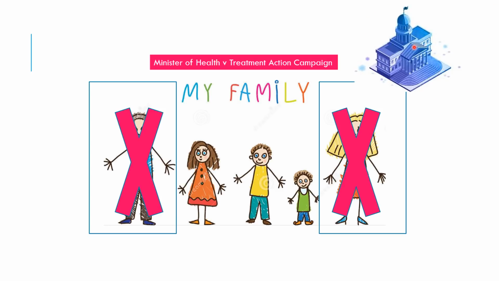So the big difference is in Grootboom, where there are parents, whether they're good parents or bad parents, you have to look to your parents to take care of you. Whether they have the money or not, you have parents, they have to take care of your socioeconomic rights. The adjustment in the Treatment Action Campaign case is that even when we do have parents, if their care is lacking, it will be the job of the state to take care of the children.